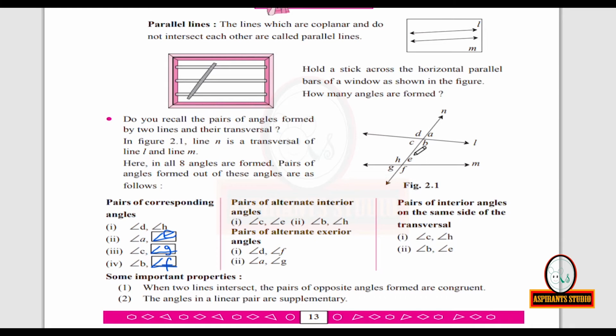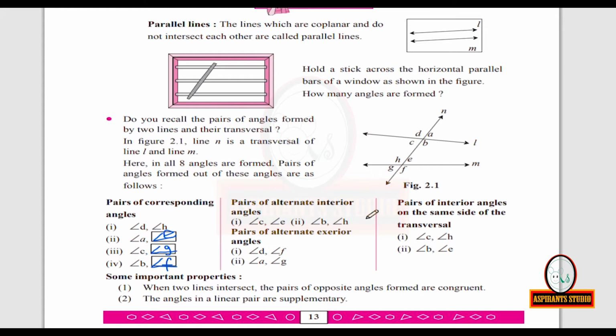Now, pairs of alternate interior angles. Alternate angles lie on either side of the transversal and in between the two lines. And alternate interior angles are lying between the two lines and on either side of the transversal. So, angle C and angle E. The other pair will be angle B and angle H. Now, pairs of alternate exterior angles will be angle D and angle F, and the next pair will be angle A and angle G.